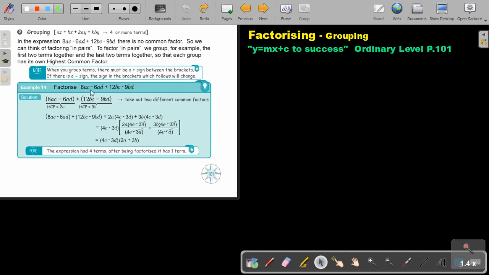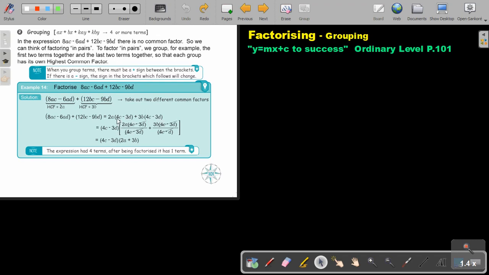If I look at this, there are 4 terms. So basically, if I take out a common factor, 2a, out of the first two, I cannot take 2a out of the next two. So I take a different common factor, 3b. Okay, and that's what I did. I took out 2a and I divide and I get this. I took out 3b and I divide and I get this.